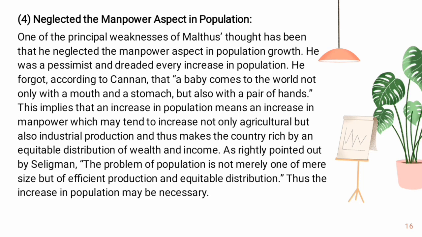One of the principal weakness of Malthus' thought has been that he neglected the manpower aspect in population growth. He was a pessimist and dreaded every increase in population. He forgot, according to Canon, that a baby comes to the world not only with a mouth and a stomach, but also with a pair of hands. So, yung criticism na ito is nagpo-prove kay Malthus na there will be more production for manpower. Kasi 'di ba, more yung number ng population. So more than yung manpower.